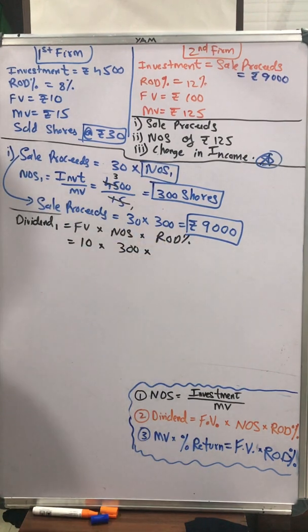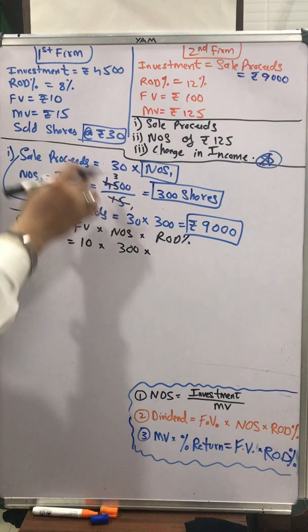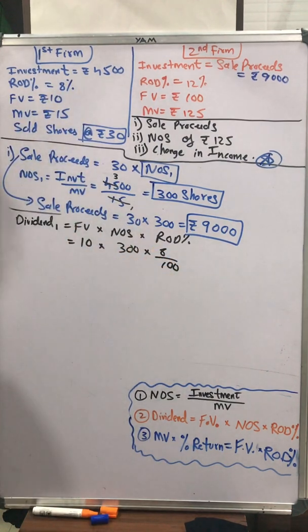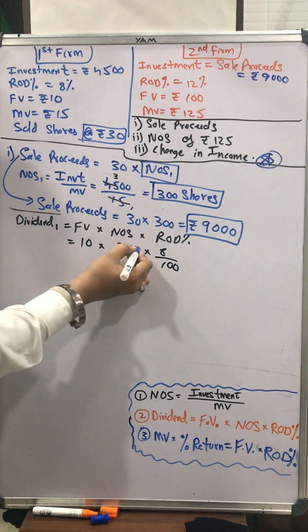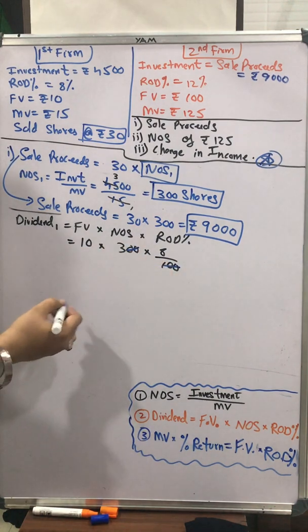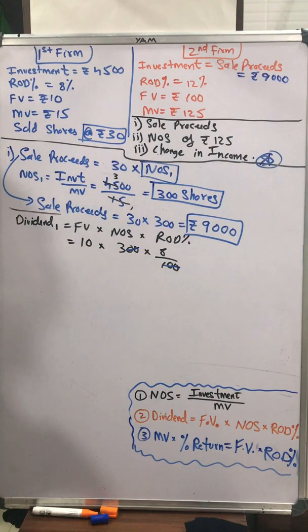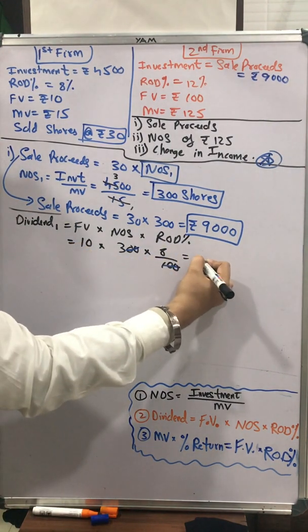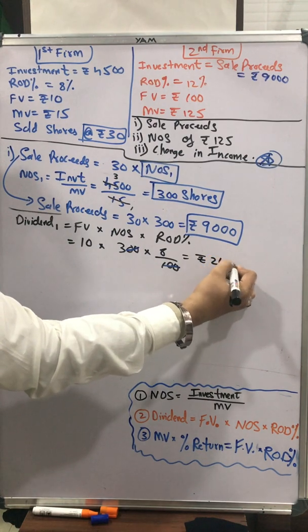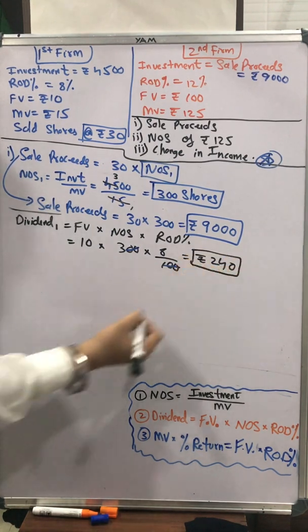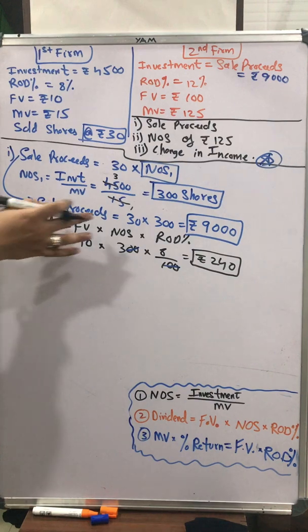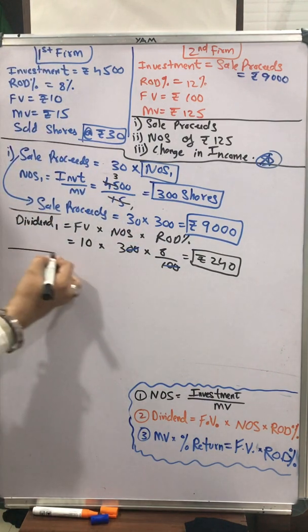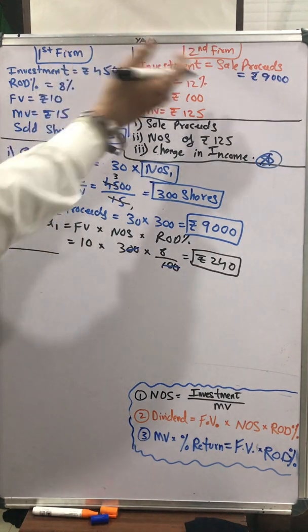Face value is 10. Multiply by number of shares, 300, rate of dividend is 8%, so 8 upon 100. So can I say, because it's 8, 2 zeros go off. Okay, 8 threes are, what is 8 threes are? It's 24 and 1 ten here, so rupees 240 is the dividend he received from the first firm. Now we are moving to the calculation of the second firm.